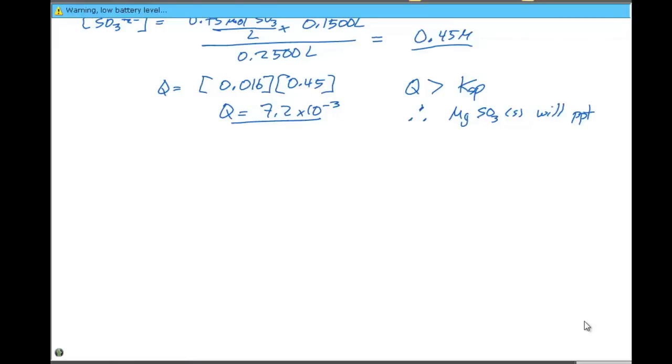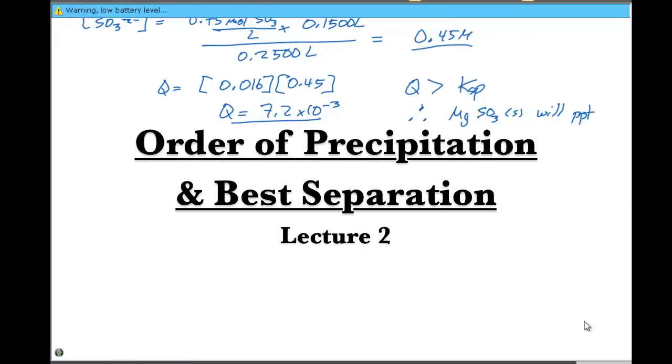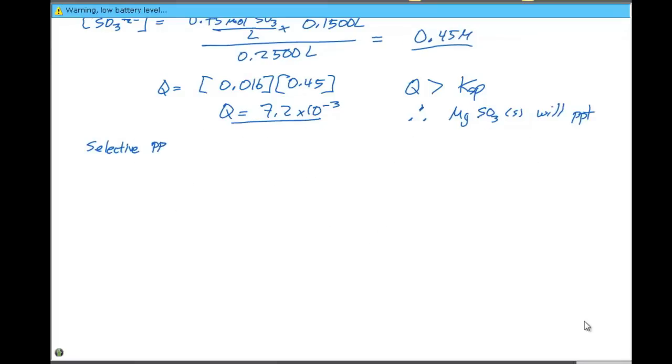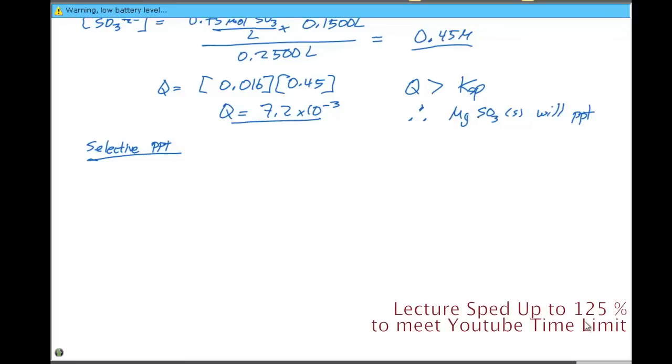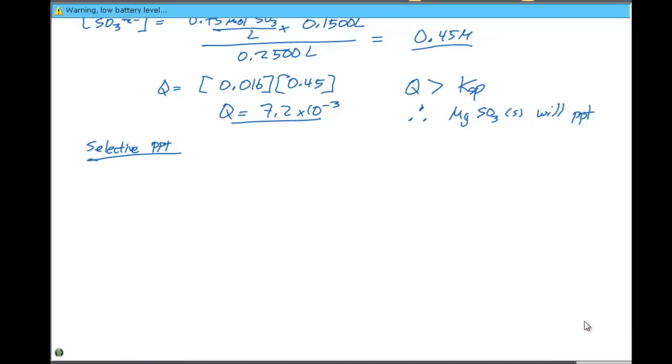Another type of problem that you see in this particular area of the criteria for precipitation is something called selective precipitation. In the selective precipitation example, we're going to try to separate certain ions based on their solubility. Typically we'll set something like this up, where we have silver nitrate, which is AgNO3.